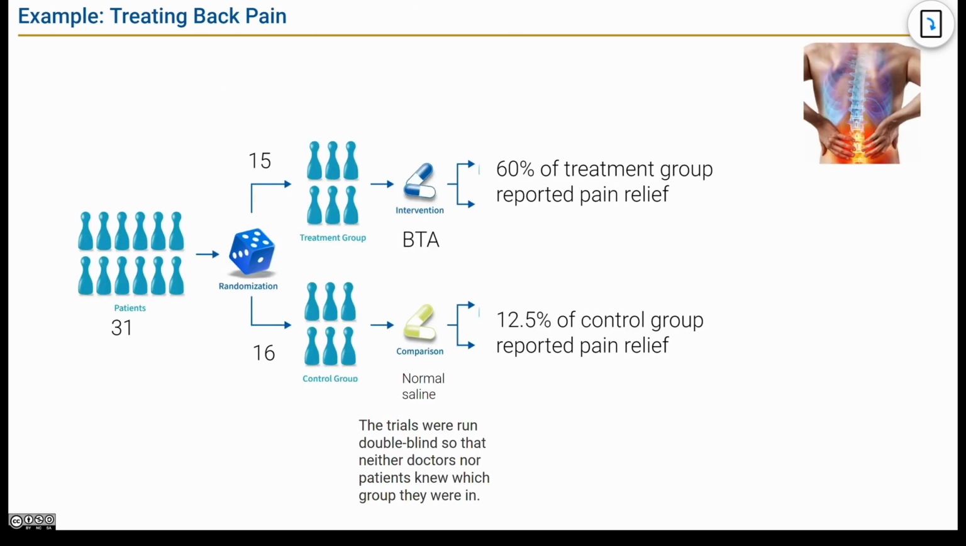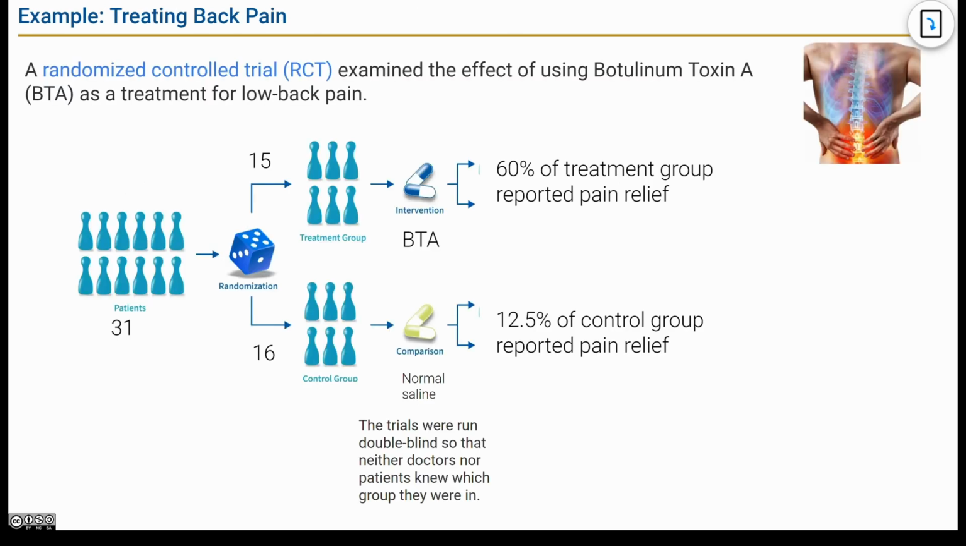Okay, so let's look at an example of this. This is actually a real study that was done with 31 patients who had low back pain. They were randomized into two groups, either the treatment or control group. The treatment group was given Botox to try to treat their back pain, and the control group was just given normal saline. These were run double blind, so neither the doctors nor the patients knew what group they were in. This was conducted for 8 weeks.